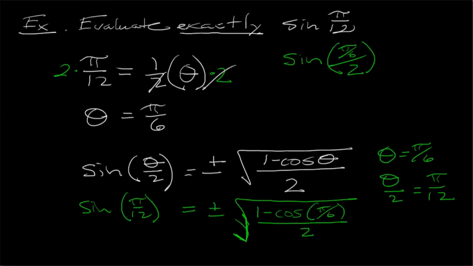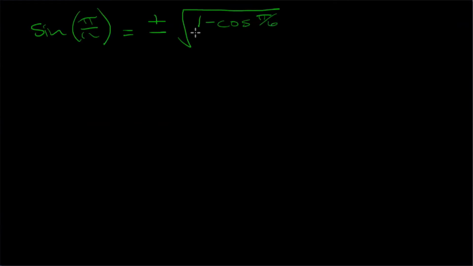So now that we know the format of our answer, we converted to the half-angle identity by figuring out what half of what is pi over 12. And the thing that we take half of is theta, which is pi over 6. That means theta over 2 is pi over 12. So now I have this. So we have right now that the sine of pi over 12 is plus or minus the square root of 1 minus cosine of pi over 6 over 2.